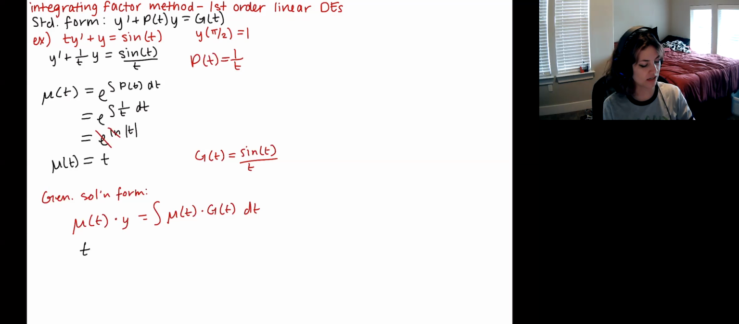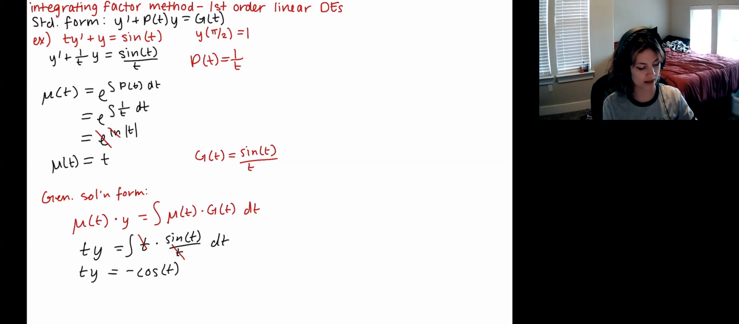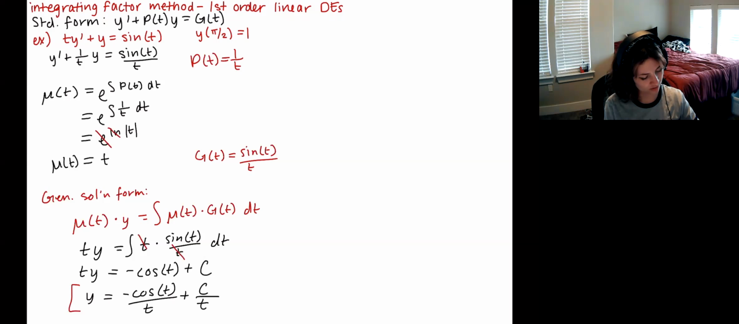For mu of t, we get t times y is equal to the integral of t times sine of t over t dt. And again, those t's just cancel out. So all we need to do is take the integral of sine of t. Ty is equal to negative cosine of t, again from Cal 1, plus c, don't want to forget that. And then all we need to do is isolate for y. So dividing by t all the way across, we get y is equal to negative cosine of t over t plus c over t. And that, friends, is our general solution.